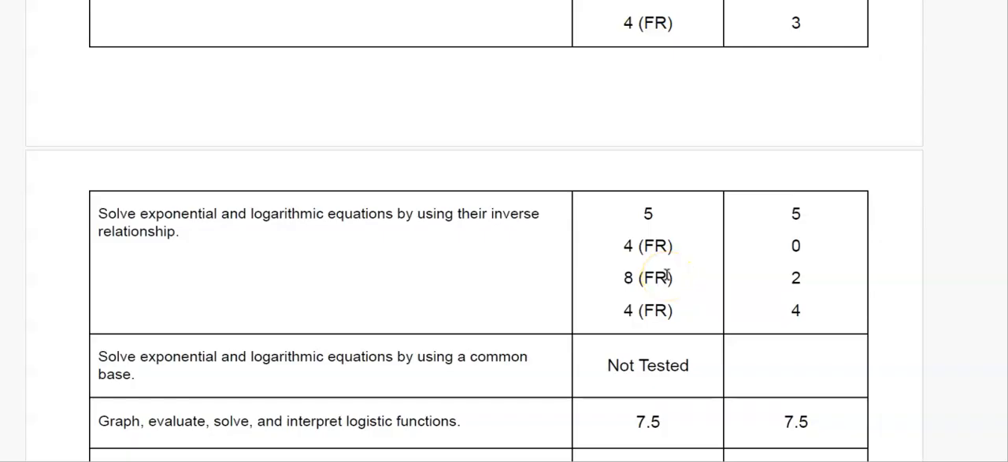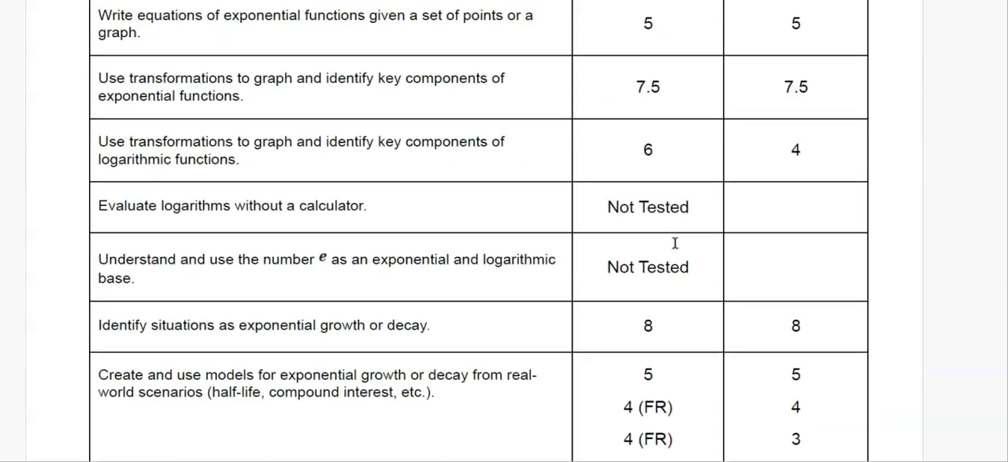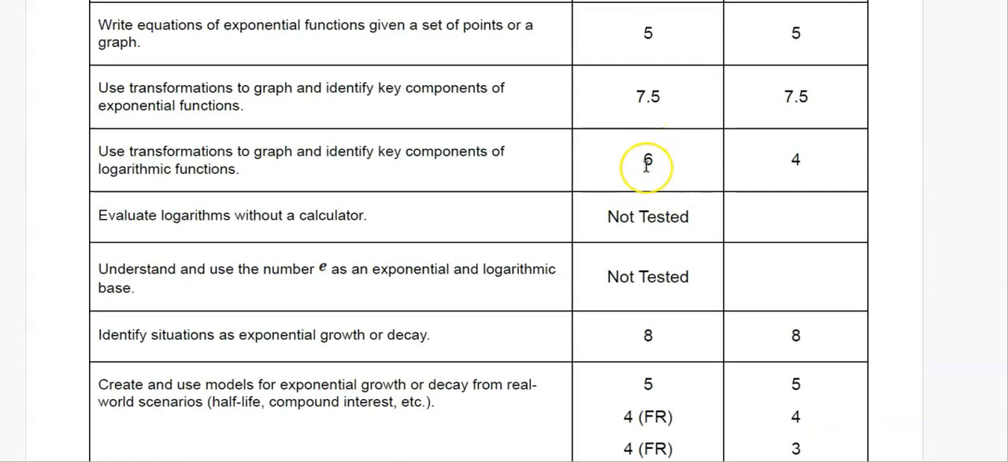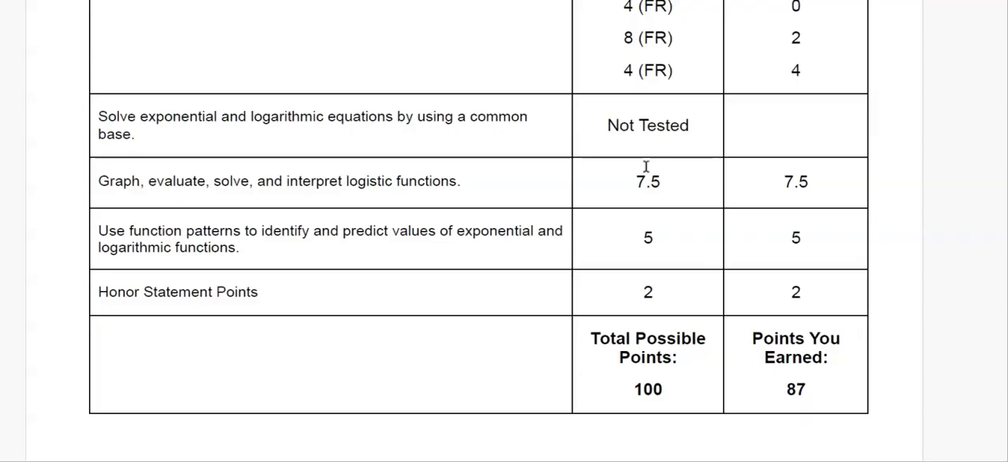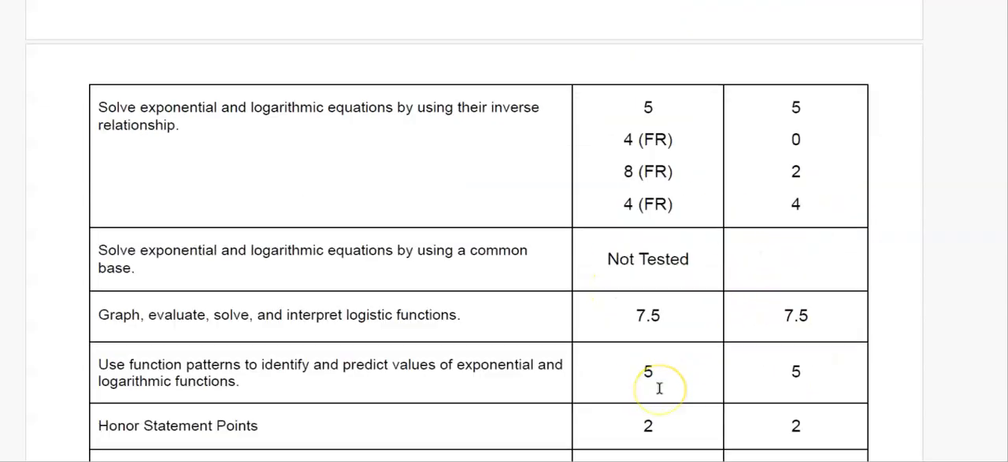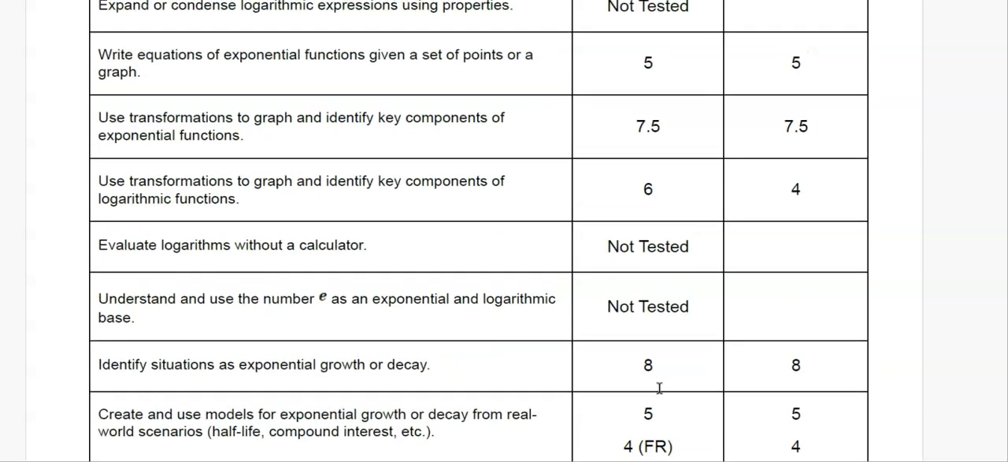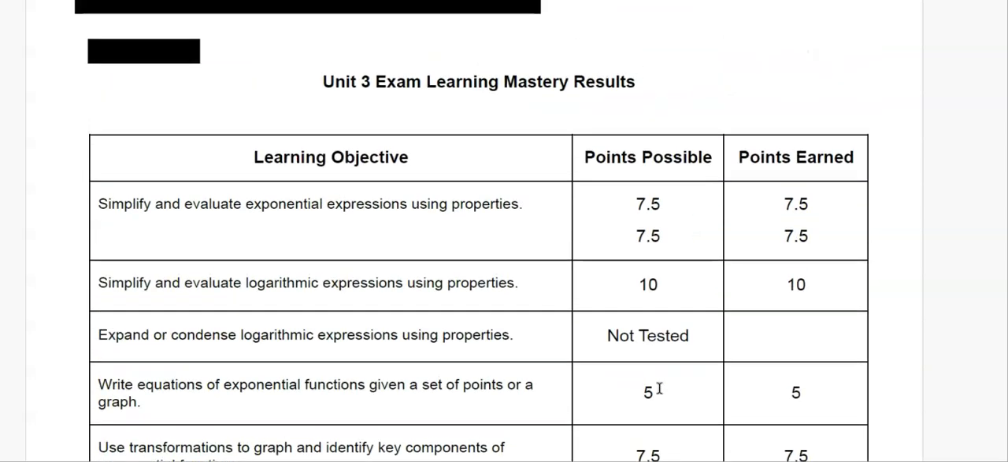So this isn't as great as being able to actually see the tests, but it does give you an idea where to focus your efforts for Unit 3. And if you see this FR next to an item, that's because it was a free response question, whereas all the other ones that don't have that are from the multiple choice part, the first part of the test. So that'll give you an idea of how your grade came out, and where to start your Unit 3 studying.